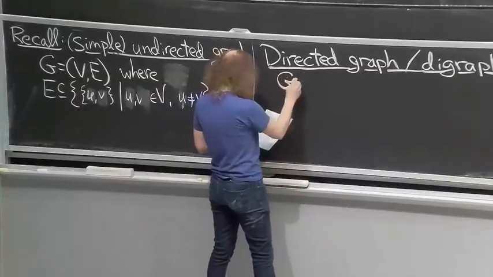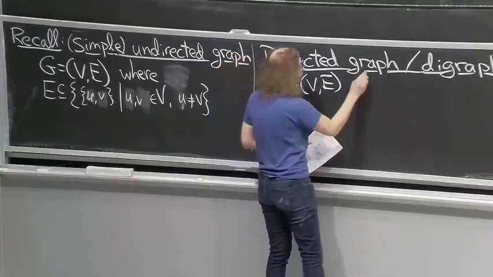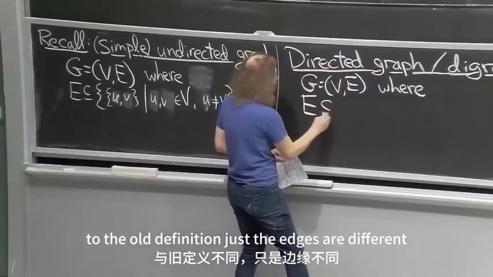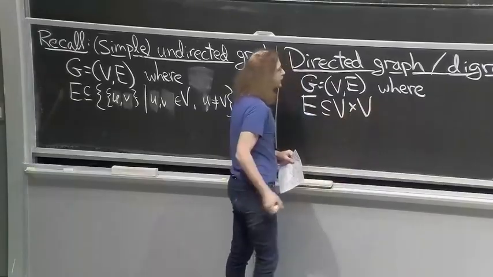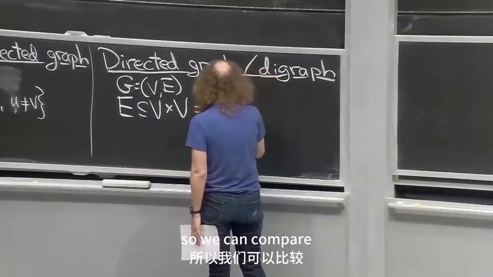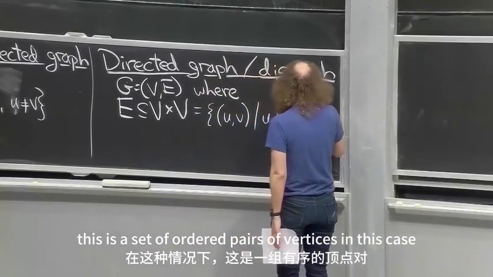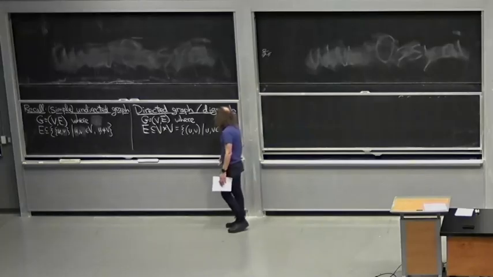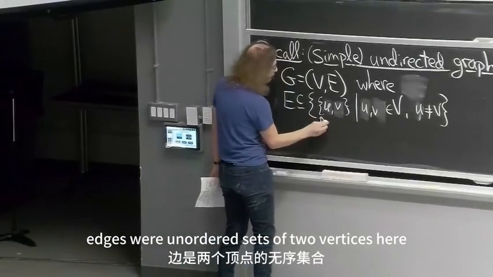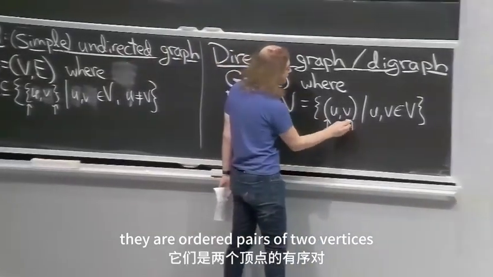So things are going to look very similar to the old definition. Just the edges are different. You may recall we had this cross-product notation. I'm going to remind you so we can compare. This is a set of ordered pairs of vertices in this case. So very similar property here. Edges were unordered sets of 2 vertices. Here they are ordered pairs of 2 vertices.